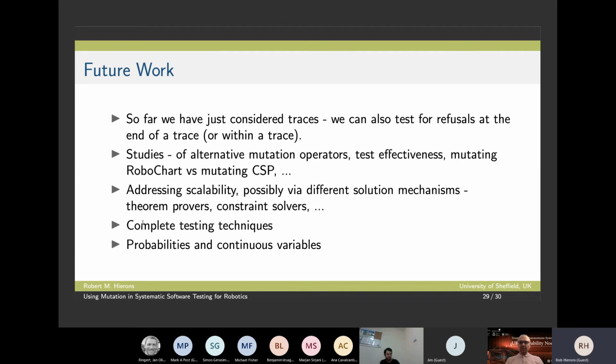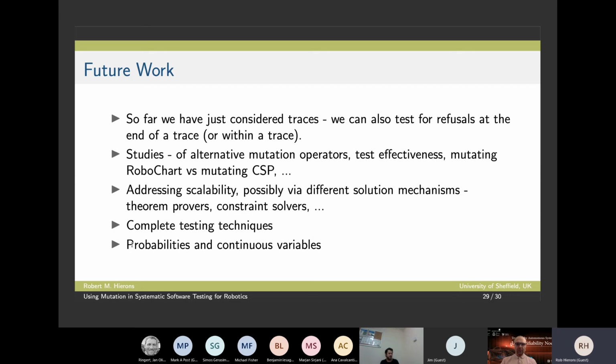There's the question of complete test techniques, and in some ways, particularly interesting is when we move on to probabilities and also continuous variables. At the moment, variables that are potentially continuous are discretized, which of course doesn't help with model size. That leads to a blow-up in terms of semantics. Do we get benefits by treating them as continuous variables? We've got hybrid automata, for example, and how can we handle probabilities?